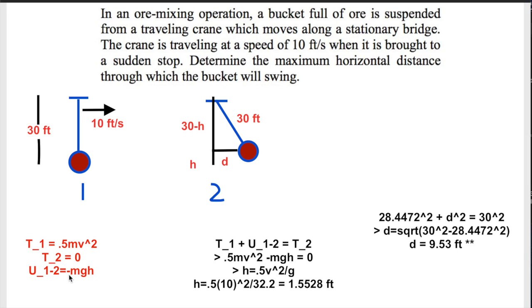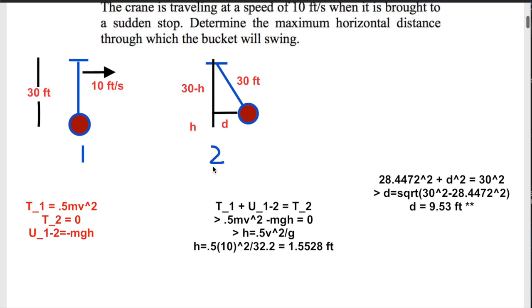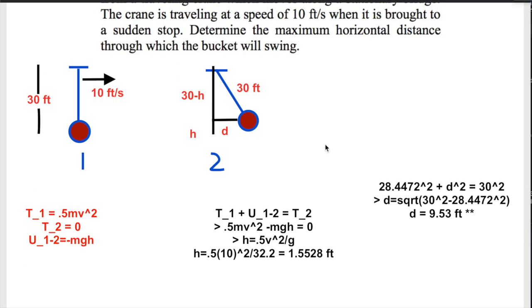That the change in energy is just this potential, this change of h. So we plug that into our T1 plus the change in energy equals T2 right there. And we're able to solve for H, which is this 1.55 feet.